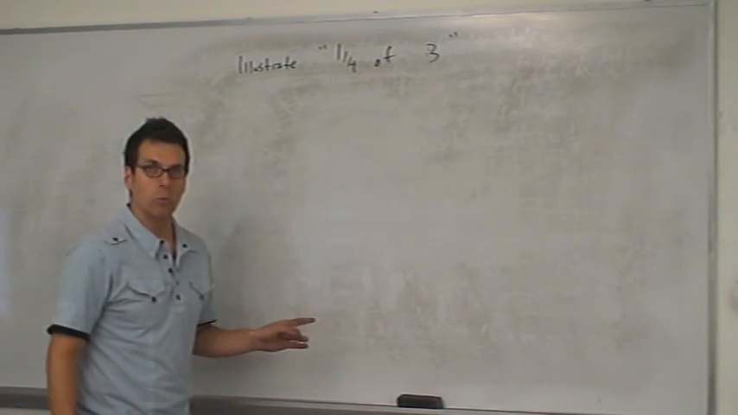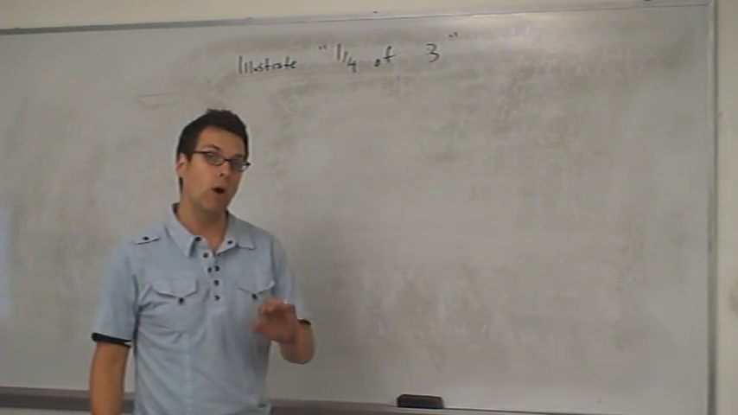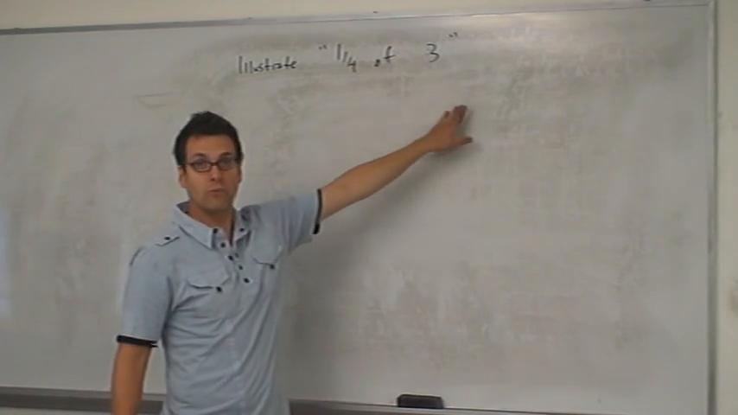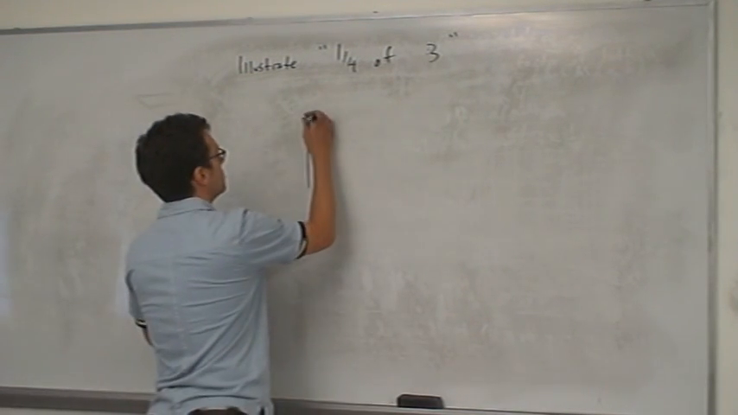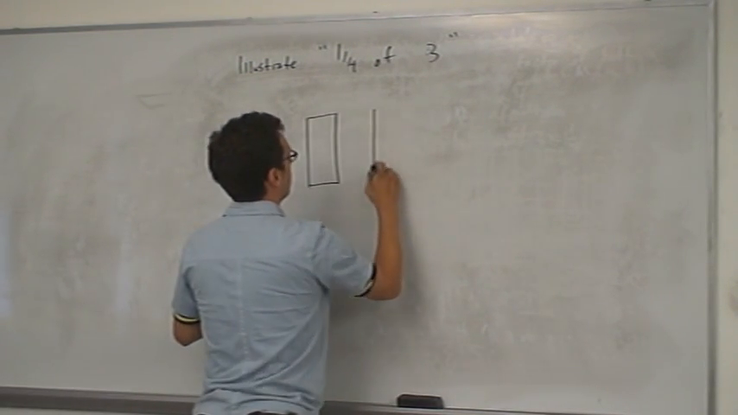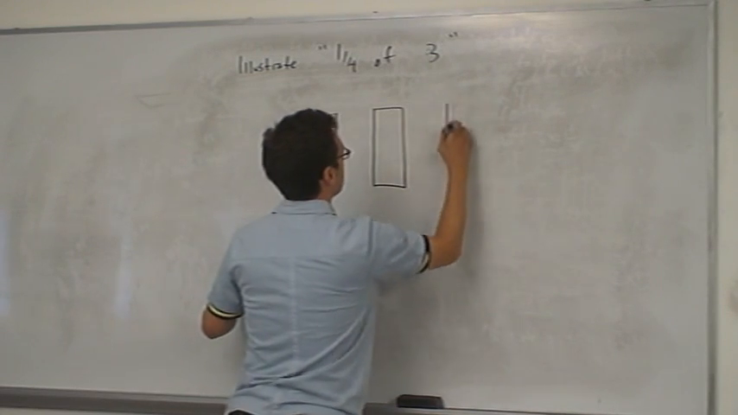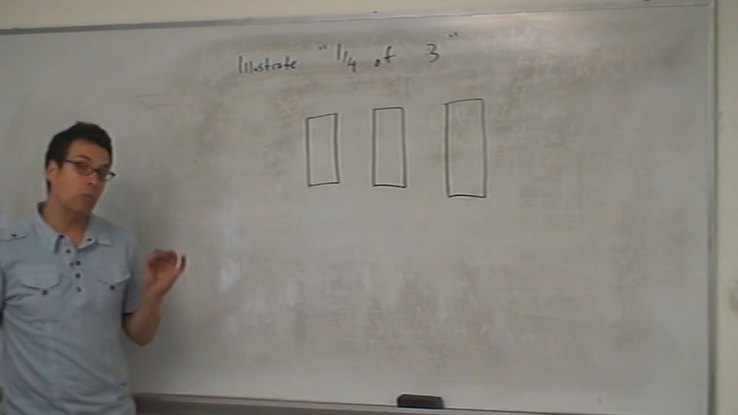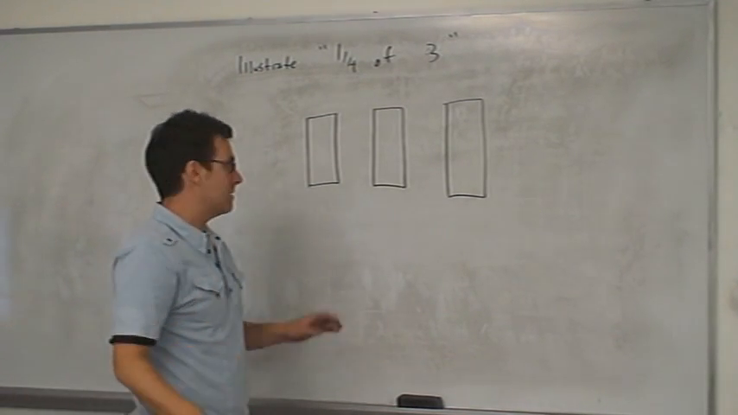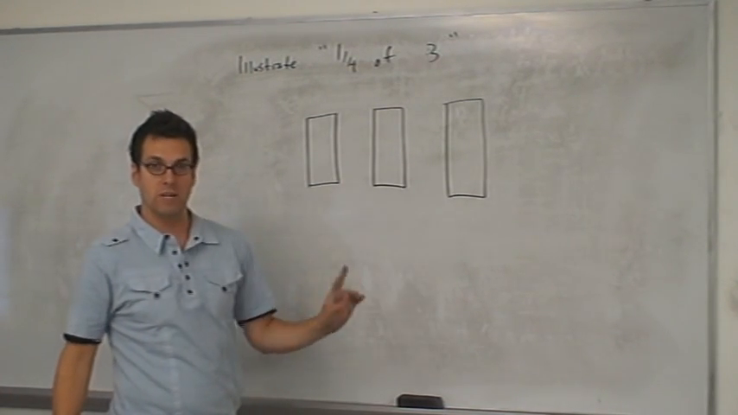And we were talking about a fraction of 1. In this case, however, we are not talking about a fraction of 1. We are talking about a fraction of 3. So if we want to illustrate 1/4 of 3, we need to start with 3 units. If we start with 3 units, we need to recognize that each one of these units represents the number 1.